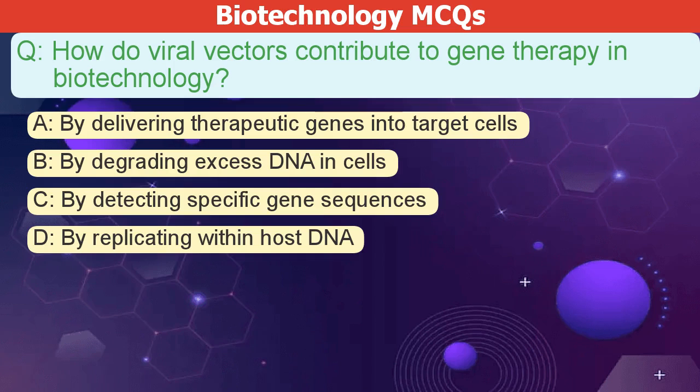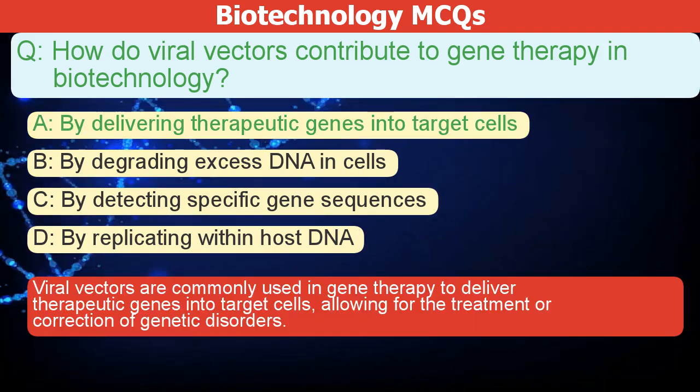How do viral vectors contribute to gene therapy in biotechnology? A. By delivering therapeutic genes into target cells. B. By degrading excess DNA in cells. C. By detecting specific gene sequences. D. By replicating within host DNA. The correct answer is A. Viral vectors are commonly used in gene therapy to deliver therapeutic genes into target cells, allowing for the treatment or correction of genetic disorders.